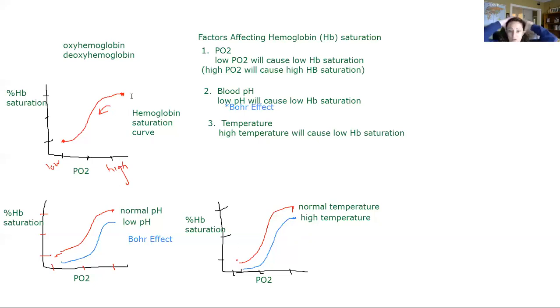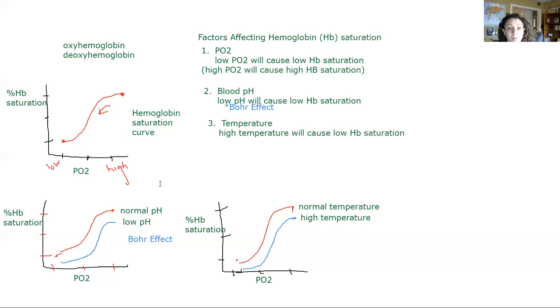Okay, so all of these three conditions are helping us release oxygen to the exercising muscle. So you need to be able to list and explain these factors affecting hemoglobin saturation and these curves. Okay, so you will not be able to draw on the test. So you might be given the curve and asked to explain it. So you need to explain what the curve says and also the importance of it. Those are two separate things.